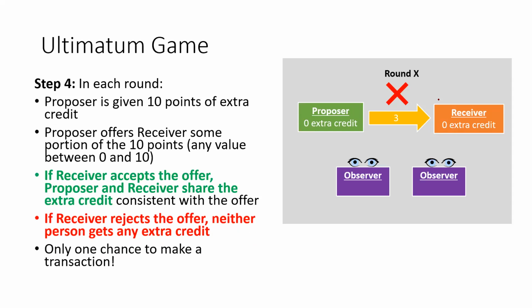But you only get one chance to make the transaction. The proposer only gets one chance to offer a number, and the receiver only gets one chance to accept or reject. So this is not a negotiation. All the observers have to do is watch and make sure there's no funny business.